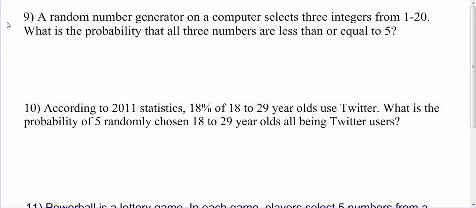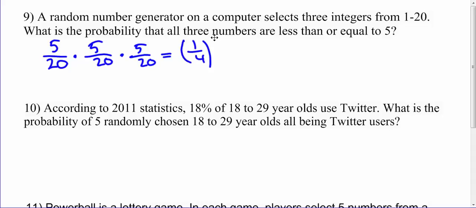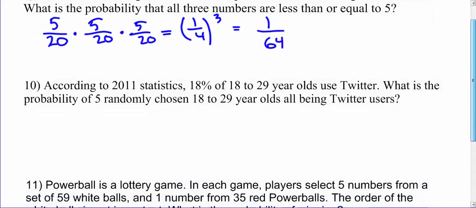So for our first example here, we're using a computer number generator, selecting 3 integers from 1 to 20. What's the probability that all 3 are less than or equal to 5? Well, the possibilities each time would be 5 that would be less than or equal to 5 out of 20 total, and we're doing this 3 times. So 5 out of 20 times 5 out of 20 times 5 out of 20, which, to make that a little simpler, that 5/20ths is 1/4, so 1/4 cubed would be 1/64.